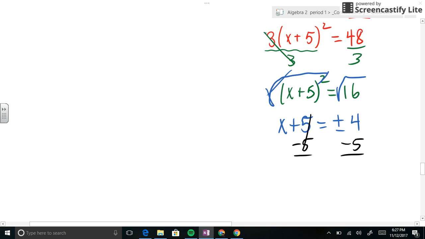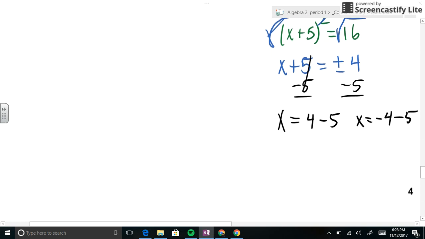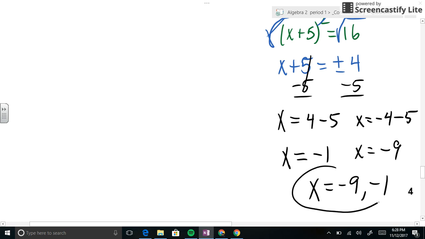Now here is where we have to subtract 5 from a positive 4, and we have to subtract 5 from a negative 4. So we're going to get 2 different answers because it's plus or minus 4, so 4 minus 5 or negative 4 minus 5. 4 minus 5 is negative 1. Negative 4 minus 5 is negative 9. So we actually get 2 answers, one being negative 9 and the other being negative 1.